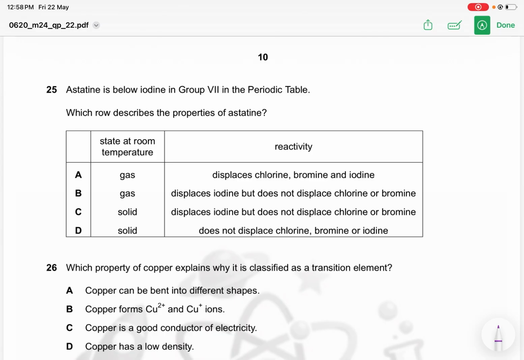Okay, we have C and D, and the reactivity. As we go down the group, the reactivity decreases. So astatine displaces iodine but does not displace chlorine or bromine. It is not possible because iodine is above astatine, so astatine cannot even displace iodine. So it does not displace chlorine, bromine or iodine. So D is the correct answer.